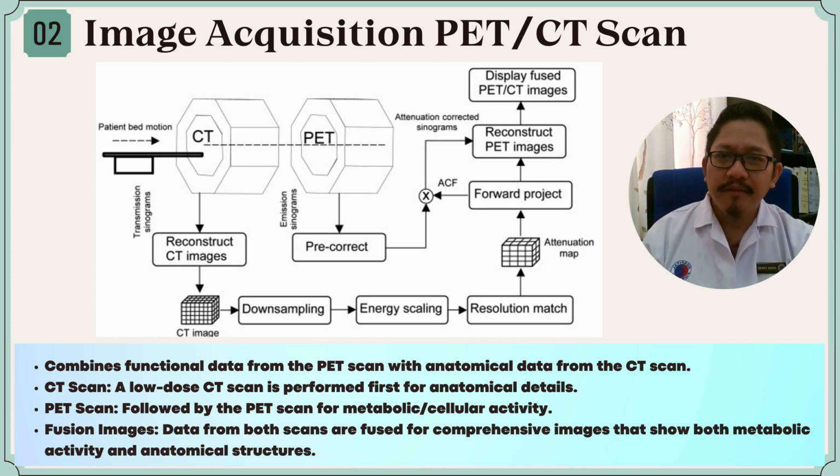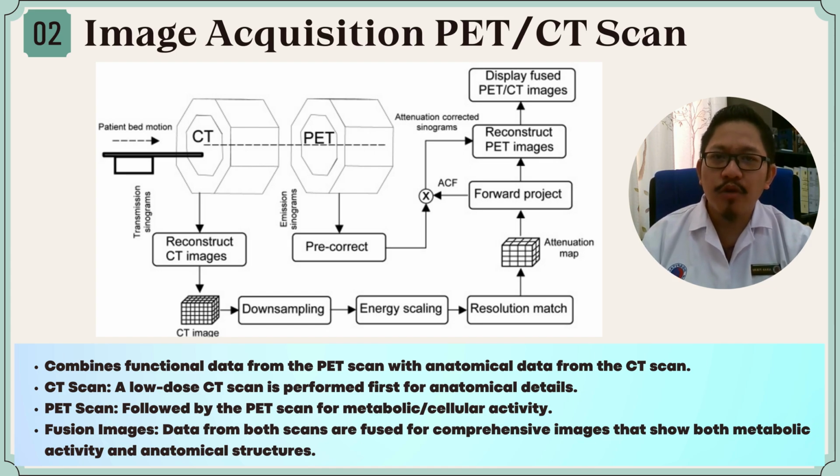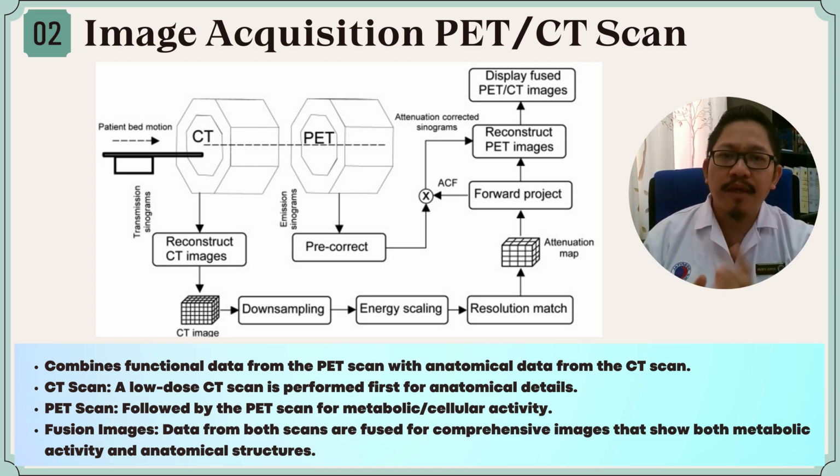PET CT scan, or positron emission tomography computed tomography, is an advanced imaging technique used to detect and monitor diseases, particularly cancer. PET CT combines metabolic imaging from the PET scan with anatomical imaging from the CT scan. The fusion allows for precise localization of metabolic activity within the body's anatomical structures.